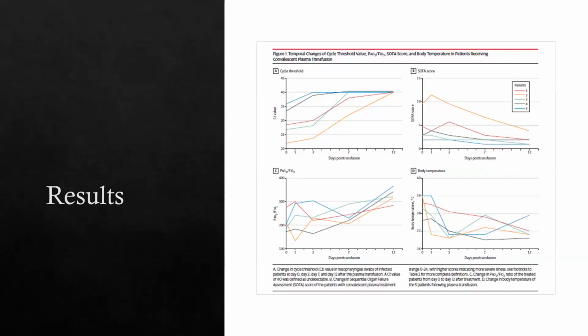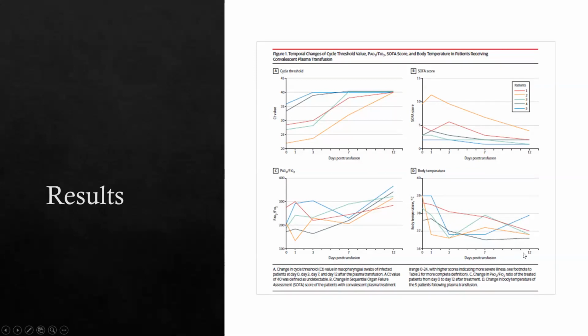So looking at the results, you can see here, this is the graph for SOFA scores, P to F ratio, and body temperature. On the x-axis, you have days post transfusion, and then you can see SOFA scores essentially going down for the most part in the different number of patients. These colors just correspond to which patient. The P to F ratio for the most part got better in these patients, and then the fever curve primarily got better as well.